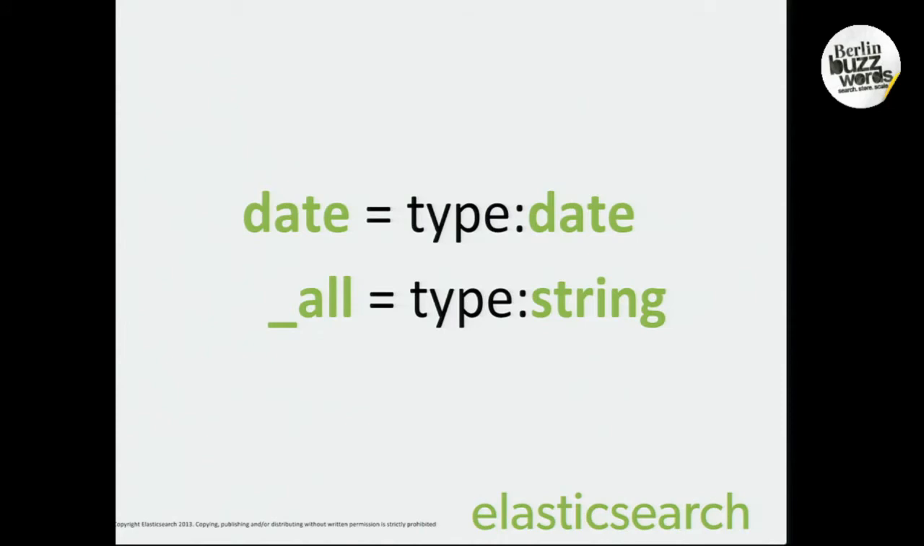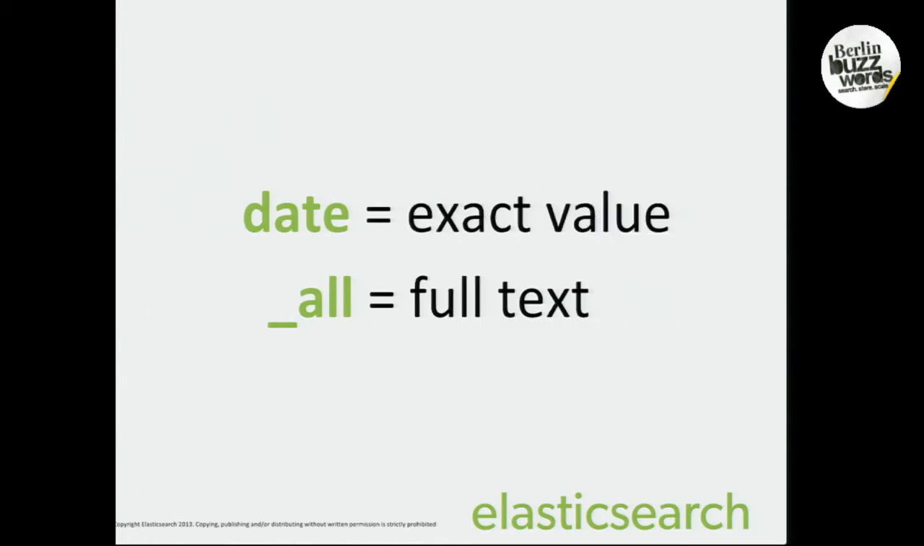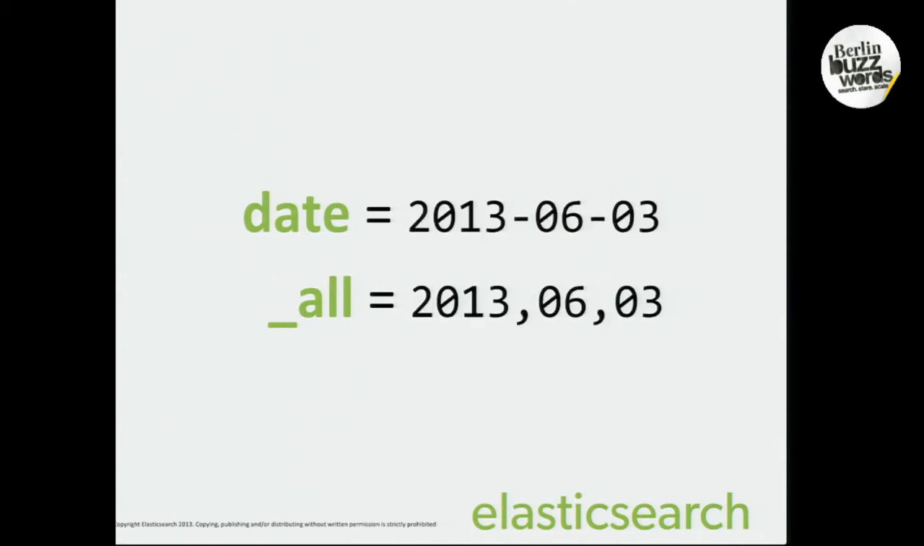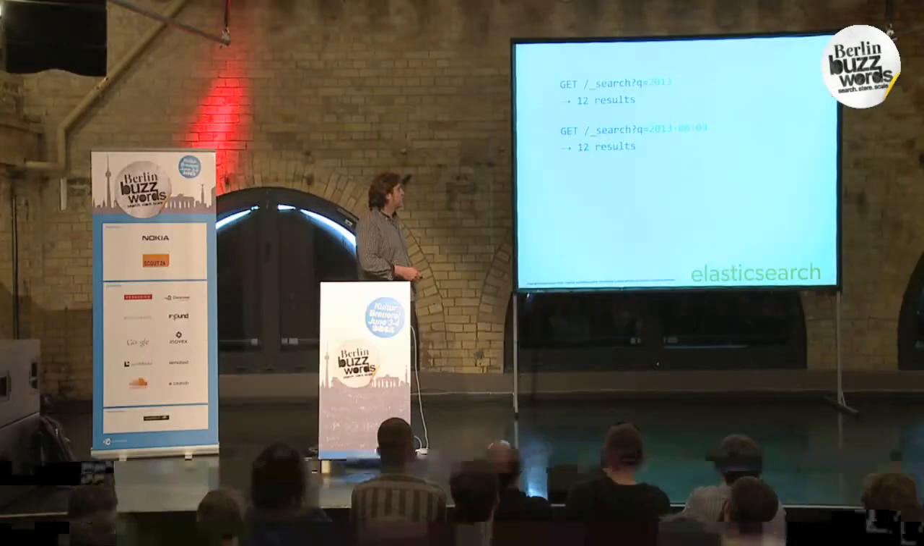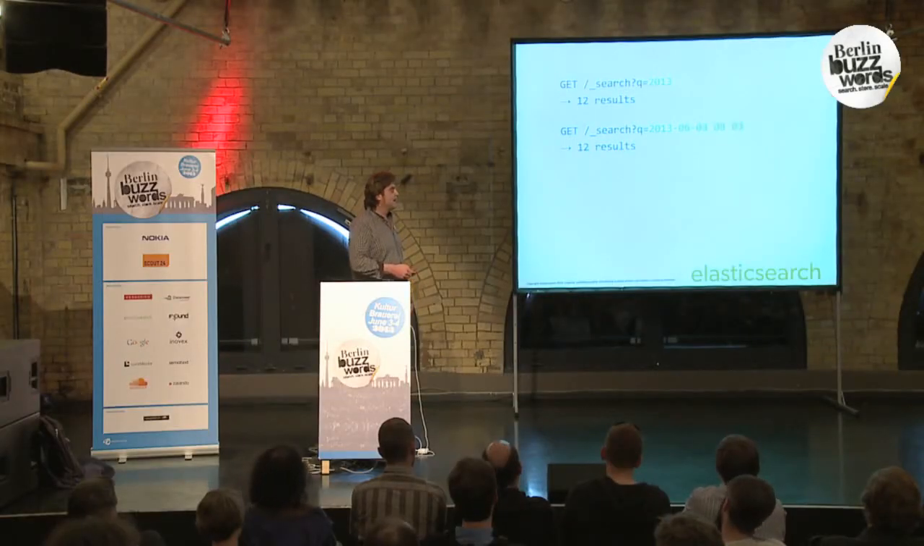We said date is type date, all is type string. So that means that date is an exact value, and the all field contains full text. Date contains that exact date, and the all value contains three string terms on top of that: 2013, 06, and 03. So a search for 2013 in the all field matches that term. Searching for that date is actually searching for any of those terms, which also match.